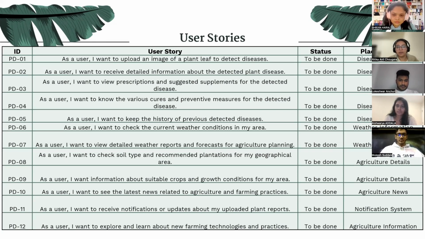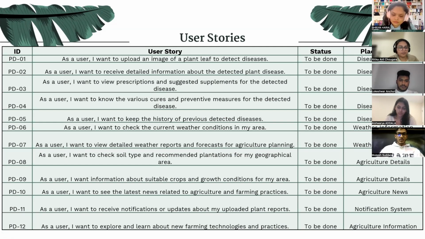Coming to the next one, we have two user stories that will be placed under weather information, where the user will be checking the current weather conditions of the area, and also the user would want to view the detailed reports of forecasting for agricultural planning. After that, we have three user stories coming under the agriculture details feature, where the user would want to check the soil type and recommended plantations for his geographical area. The user would also want information about the suitable crops and growth conditions for his area. And then a user would want to see the latest news related to agriculture and farming practices.